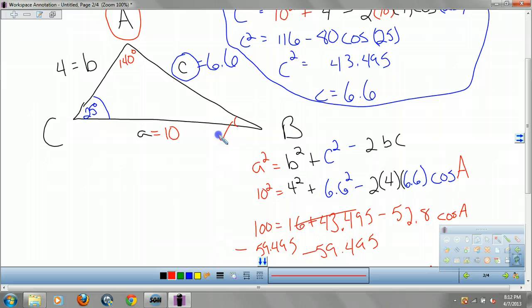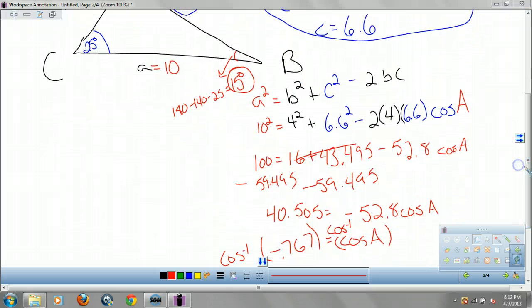So now how do we find B? Well, it's going to be 180 minus 140 minus 25, which is just 15 degrees, guys. So that was the easy one to find out. Okay, that's all there is to it. The hardest part is just plugging in the numbers into the formula. Okay.